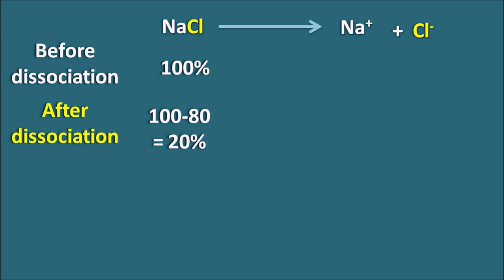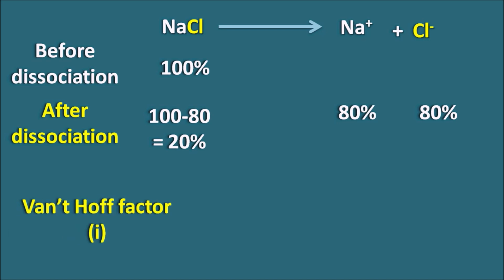Now, what is the amount of sodium ions and chloride ions that are going to be formed after dissociation? For every 1 mole of sodium chloride, 1 mole of sodium ions and 1 mole of chloride ions are formed. So for 80% of sodium chloride dissociation, 80% of sodium ions and 80% of chloride ions are going to be formed. Now we can calculate the Van 't Hoff factor i, which is equal to the total number of particles after dissociation by the total number of particles before dissociation.